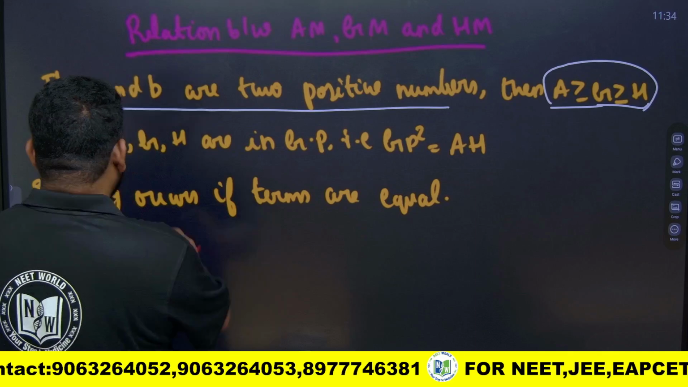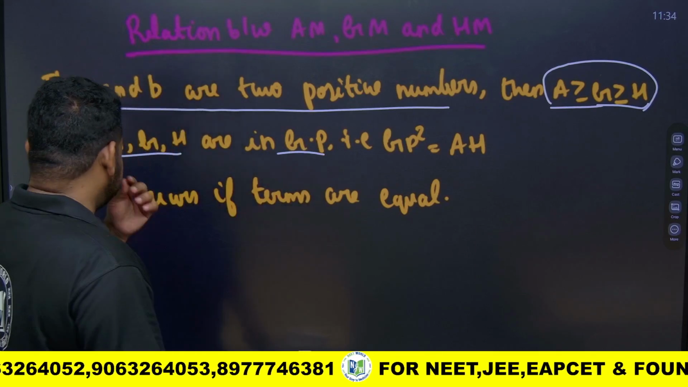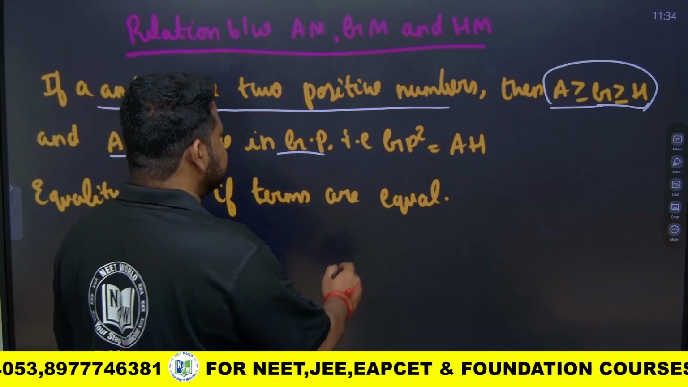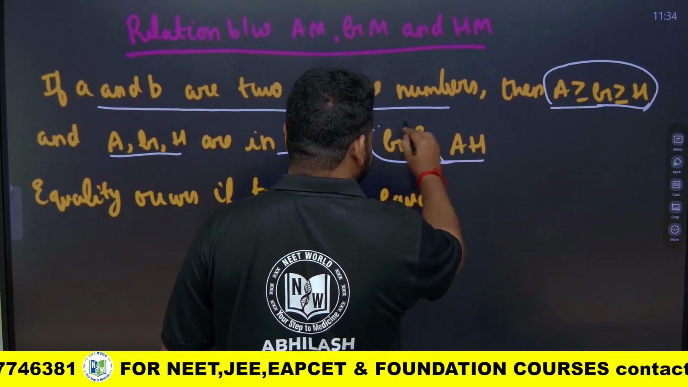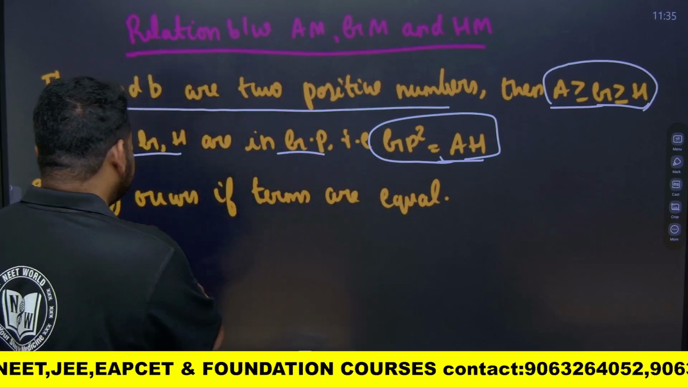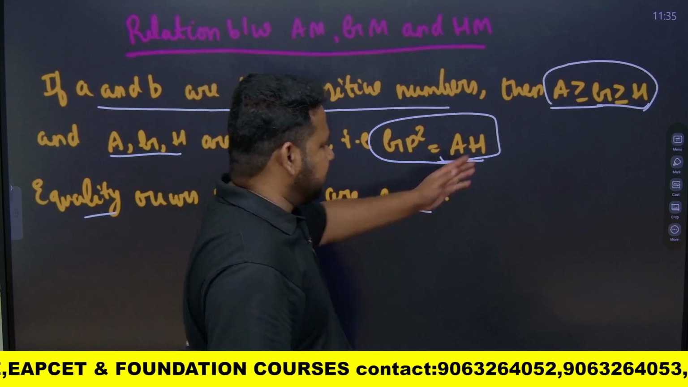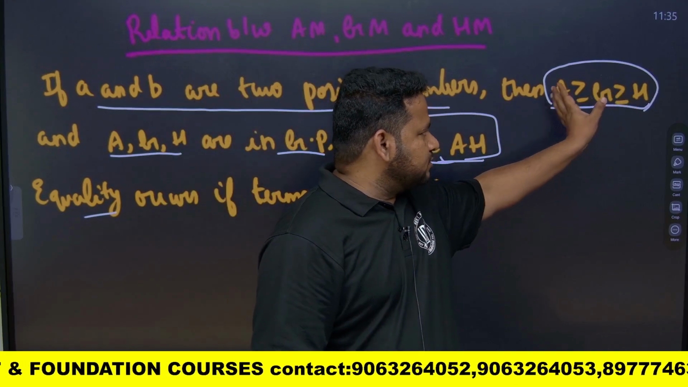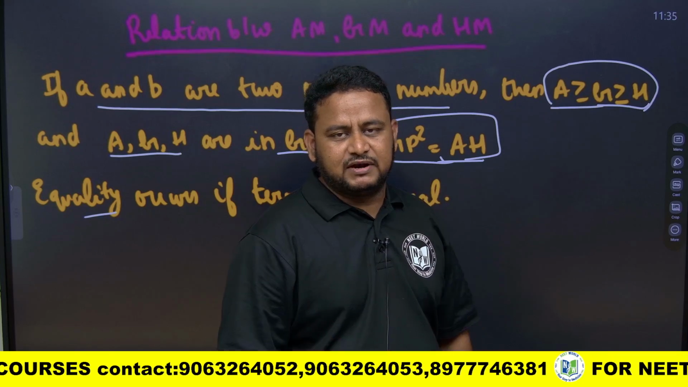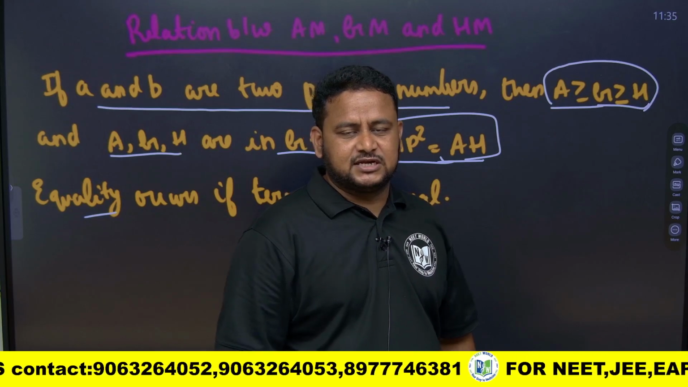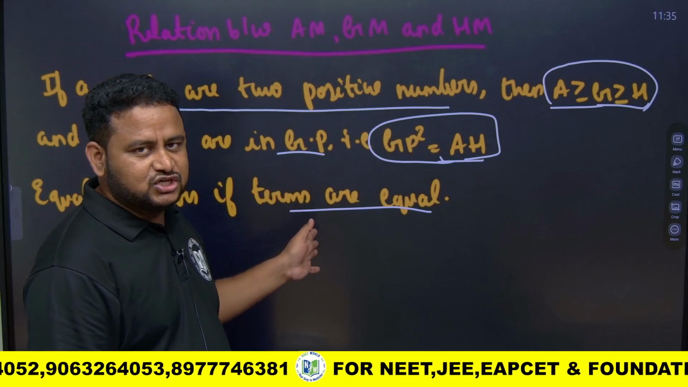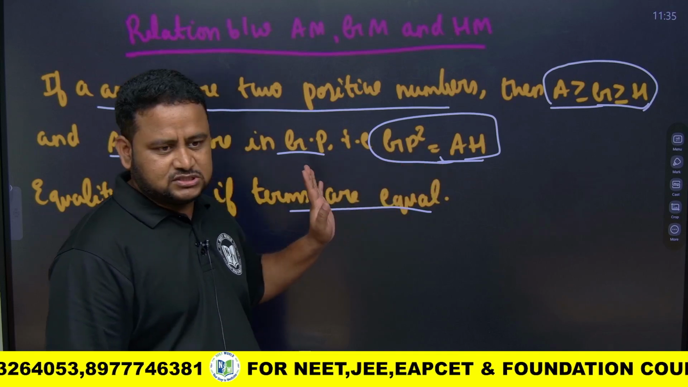Next, if A, G, H are in GP, that is, if arithmetic mean, geometric mean, harmonic mean are in GP, then G square is equal to AH. This one you have to remember. Equality occurs if terms are equal. Here we are telling greater than, but it will become equal when all the terms are equal. This we already told while discussing arithmetic mean greater than or equal to geometric mean. If they are in GP, then G square is equal to AH. This you have to remember, friends.